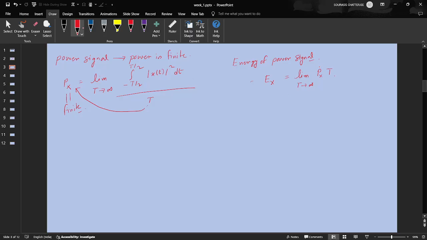And watch very carefully: we are concerned with a power signal, so this P of x is finite. And what is the value of t? T tends to infinity. So we are multiplying a finite term with an infinite value. So what is the energy of x going to be for a power signal? X is a power signal here, that is why P of x is finite. So some constant times t, where t tends to infinity. Therefore energy comes out to be infinity for a power signal.